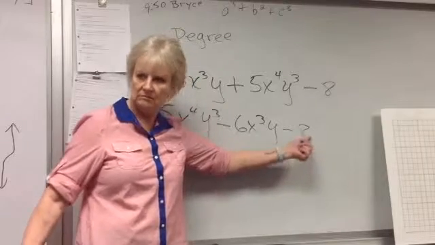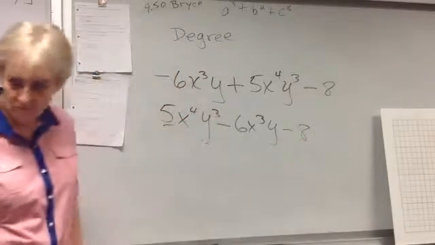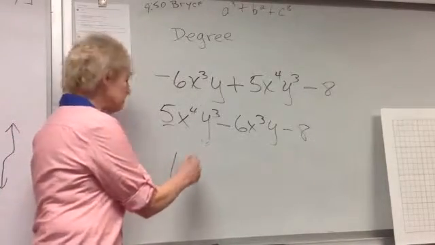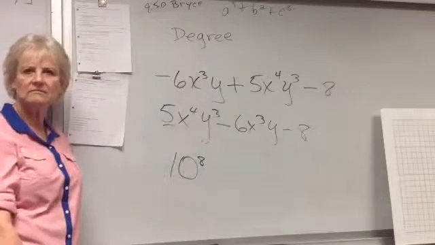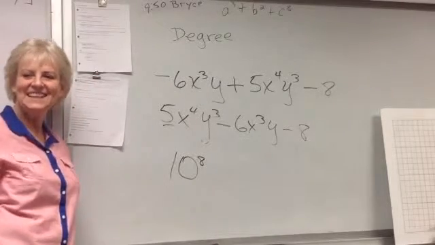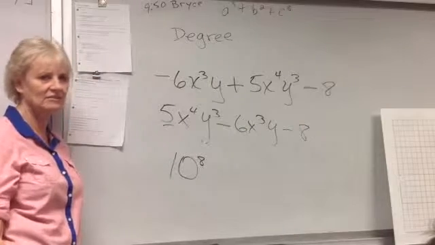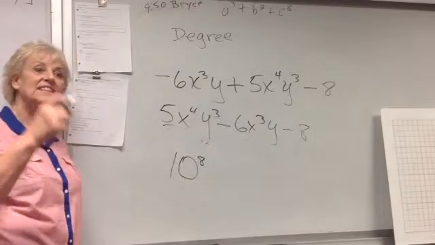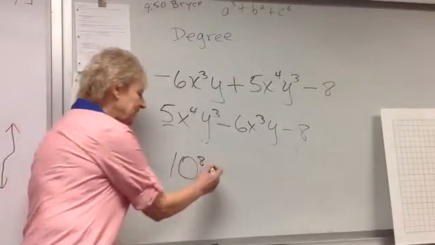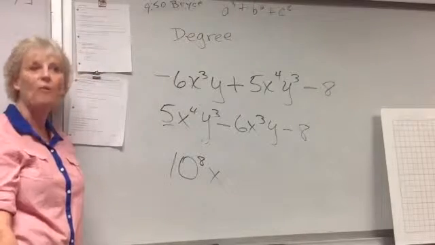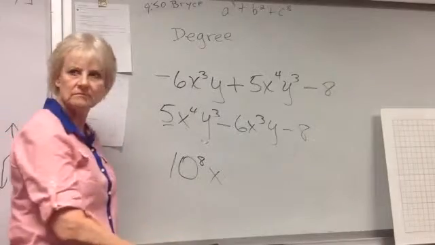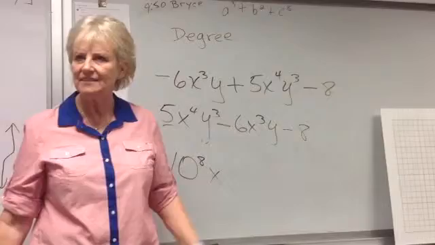Here's one you can't answer. What's the degree of this one? It's not 8. All numbers have a degree of 0. A degree is the exponents of the variables. There's no variable. If I put 10 to the 8th x, what's the degree? One. Because that's 10 million x. The x is one.